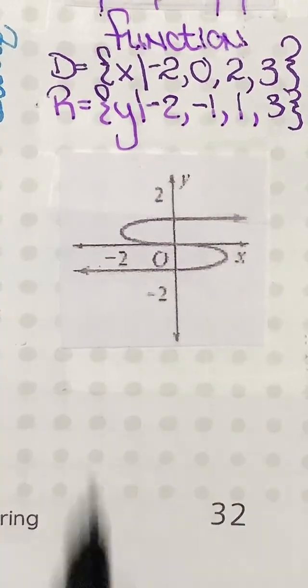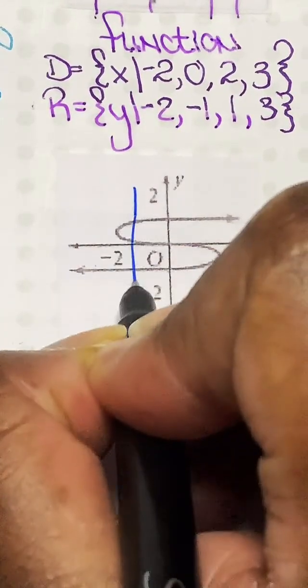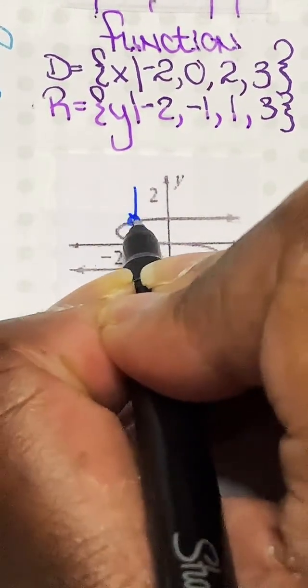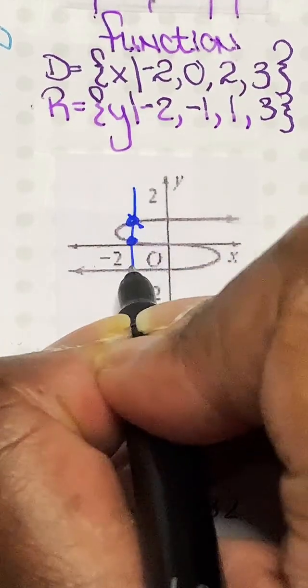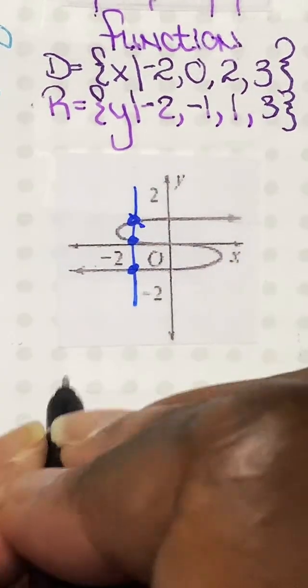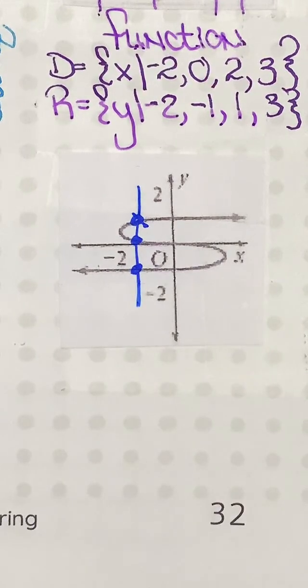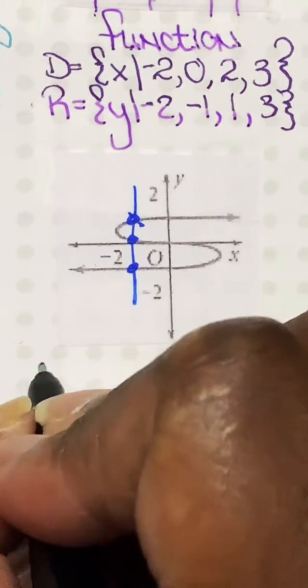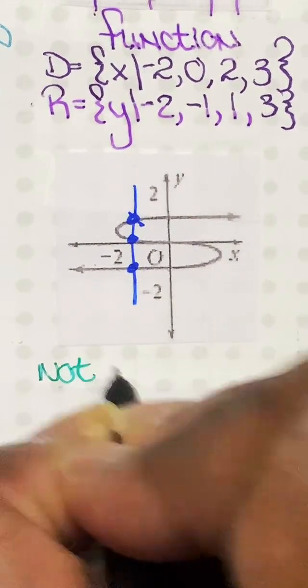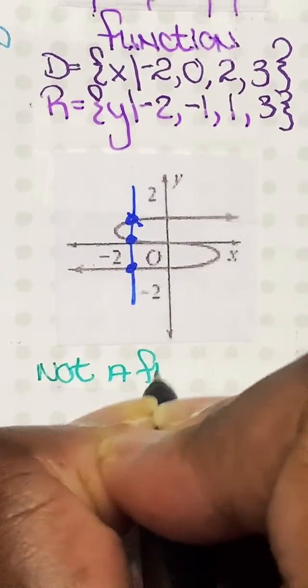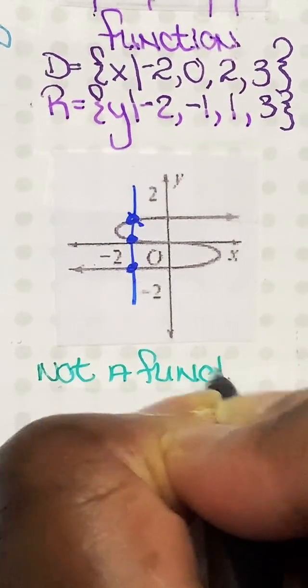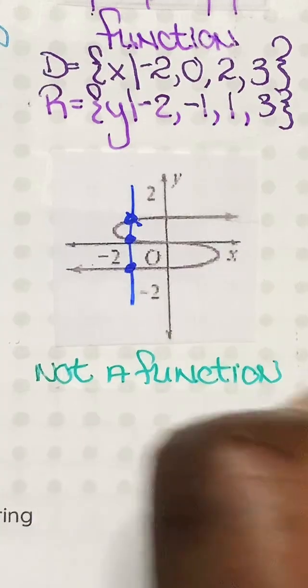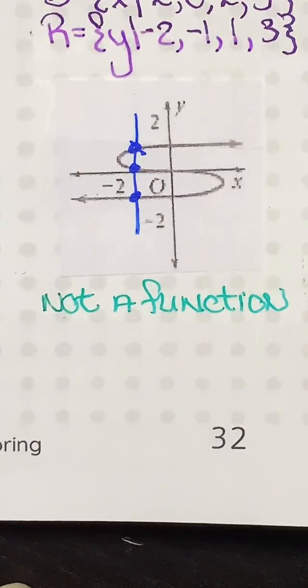Not a function, not a function. Awesome. Okay, it does not pass the vertical line test. Okay, no way. Jose. Color. Let's see, we do this. Now, what's my domain? What is my domain?